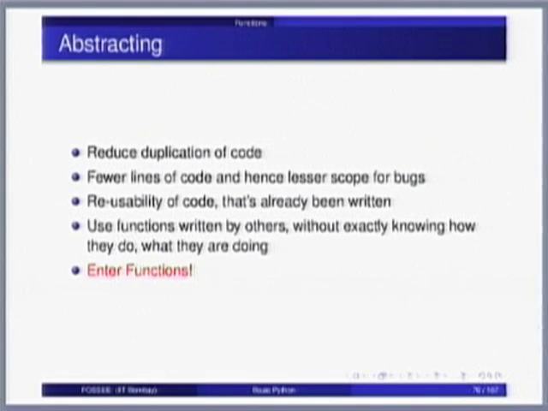So, why do we need functions? Why can't we just continue writing code the way we have currently written, and just keep writing lines of code? Well, when you are writing larger projects, you will end up writing a lot of duplicated code. You will be repeating yourself many, many times. There are common things that you will have to do, so it makes sense to write these into little functions that you can reuse. You reduce duplication of code, you have fewer lines of code and fewer scope for bugs. The code is reusable, which means if you have written a function once and it is well written, you yourself and other people can use that function.